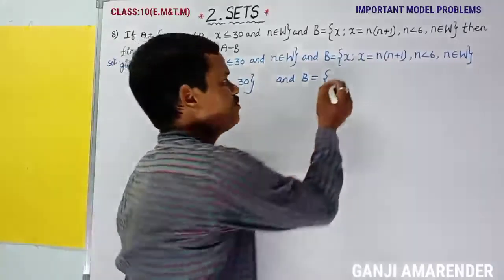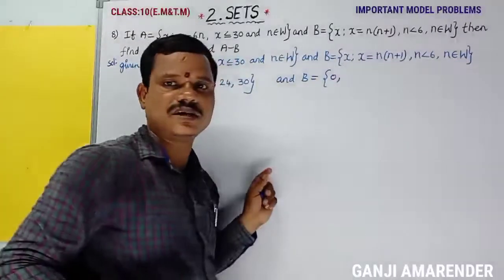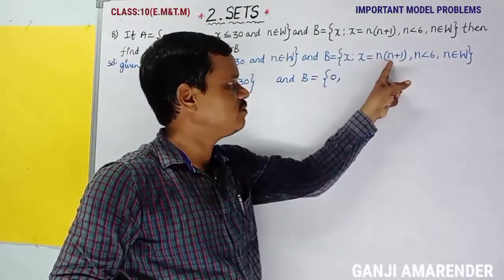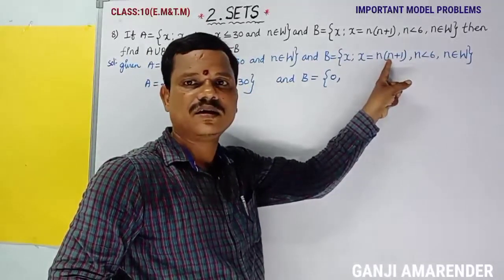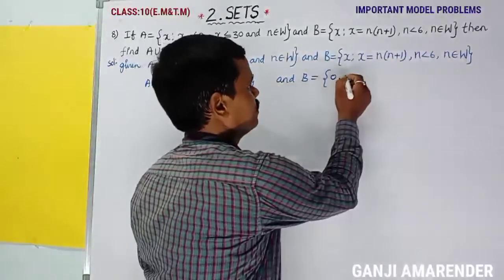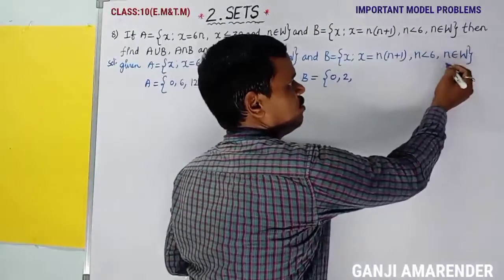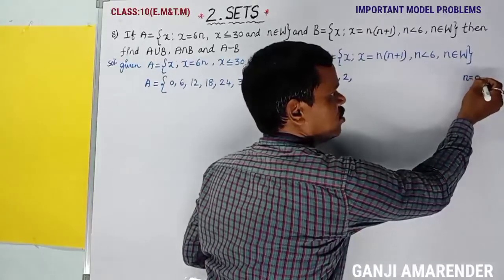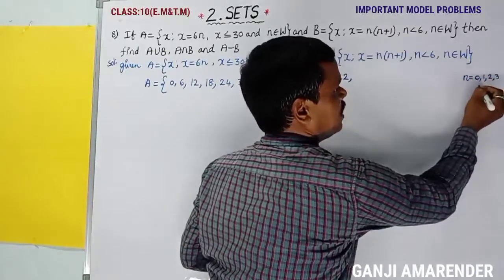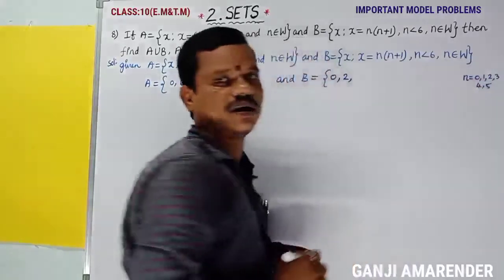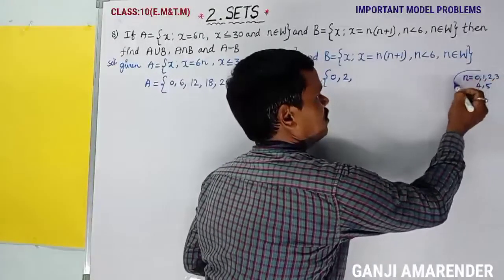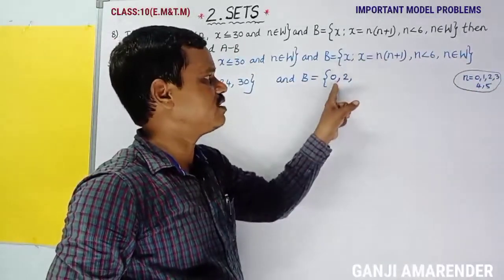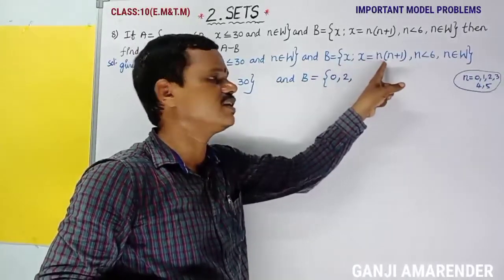That is 0 into something, which is 0. So 0 is the first element of the set B. Next, the whole number 1: 1 into 1 plus 1, that is 2 into 1, which is 2. Here n belongs to W and n is less than 6, so n takes the values 0, 1, 2, 3, 4, 5. We substitute these values to find x, which gives the elements of the set, since x is equal to n into n plus 1.